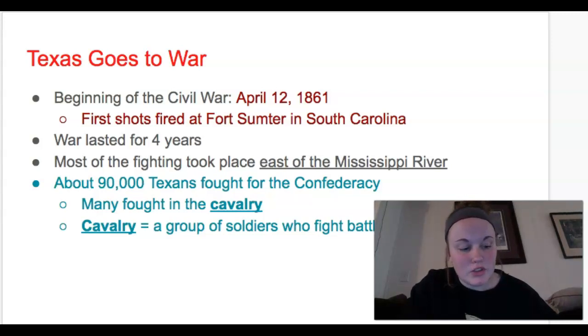Many Texas soldiers joined units or groups from their hometowns. Since Texans had a long history of riding horses, many Texas soldiers joined the cavalry, or a group of soldiers who fight battles on horseback. Texas soldiers served in almost every battle.